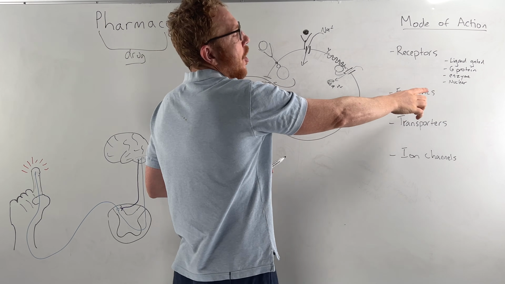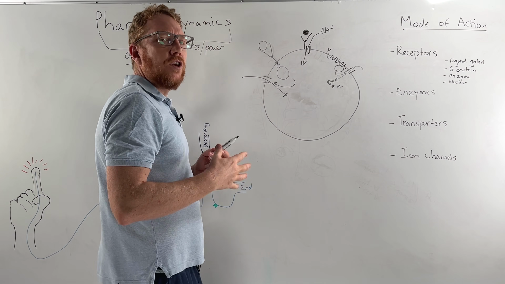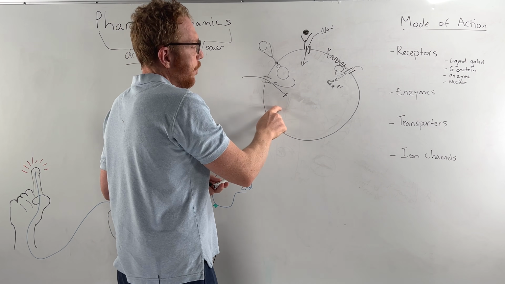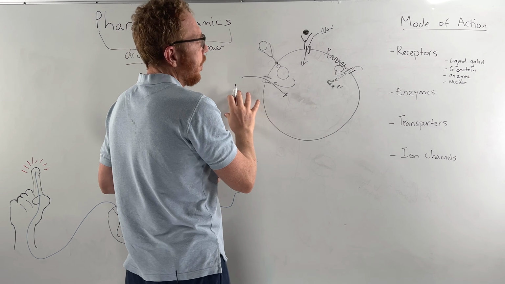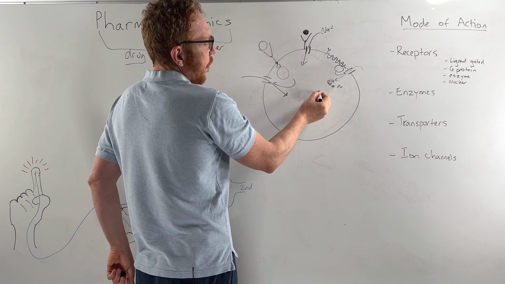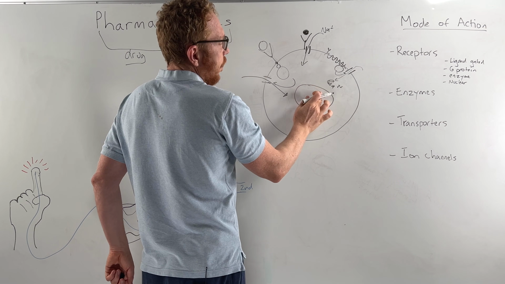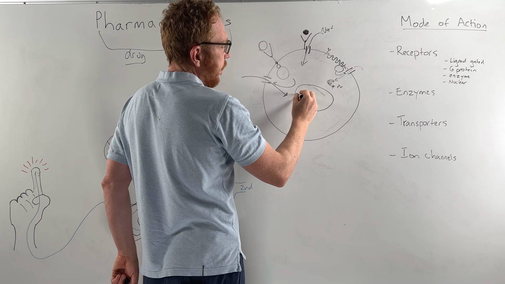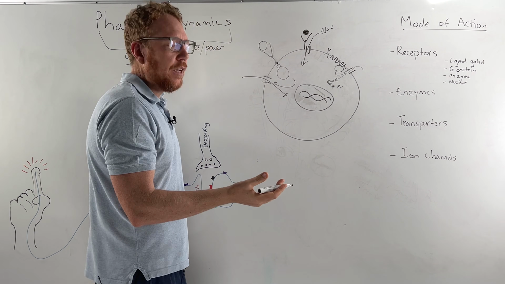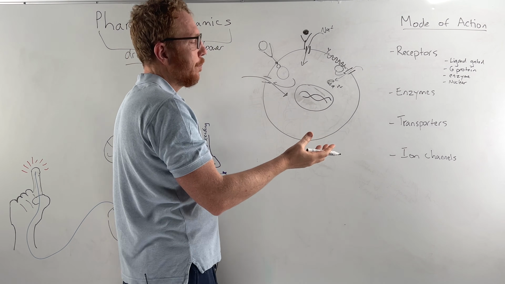Finally, we have a nuclear receptor. Now this one is unique because these molecules are fat or lipid soluble, and they can come straight through the membrane. So they don't have to bind to a receptor on the outside. In this case, they want to act inside the nucleus. So we know in the nucleus we have DNA.